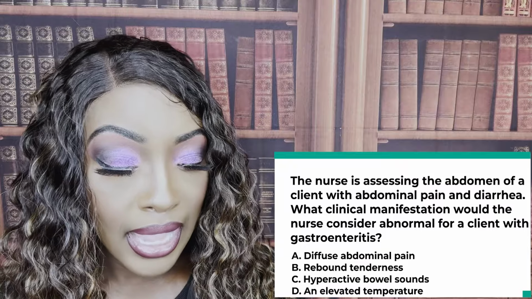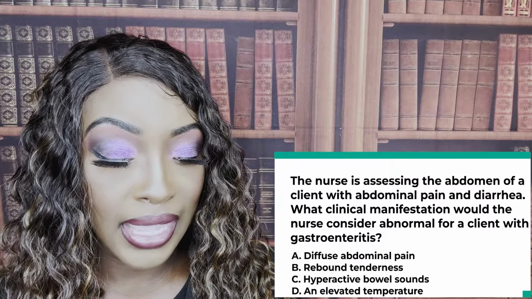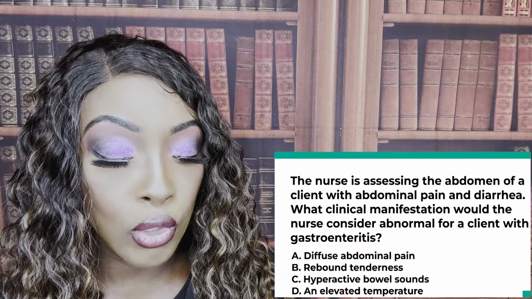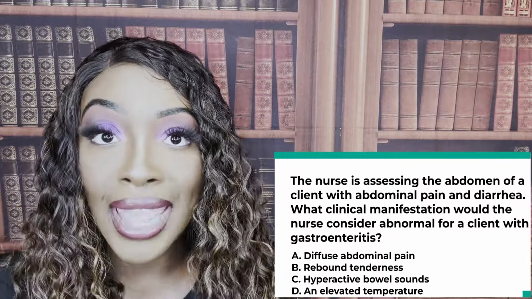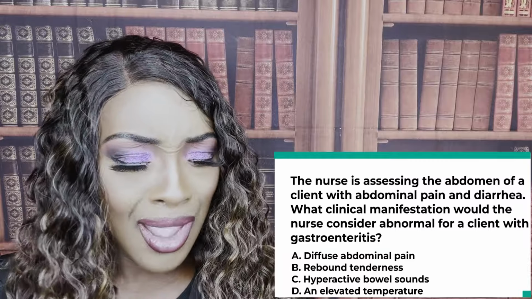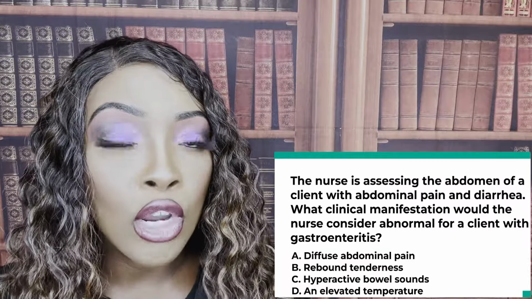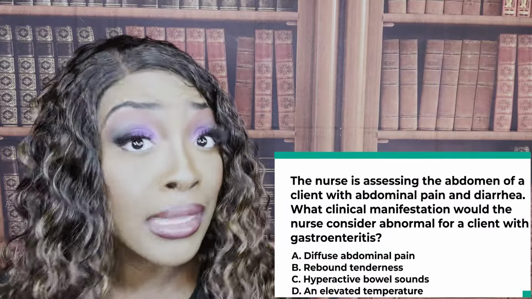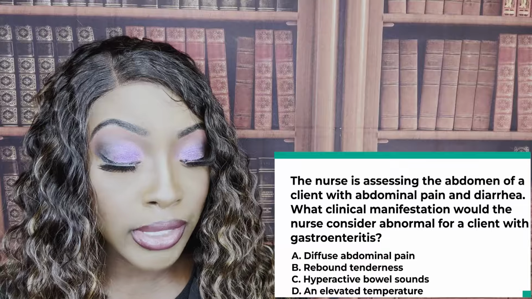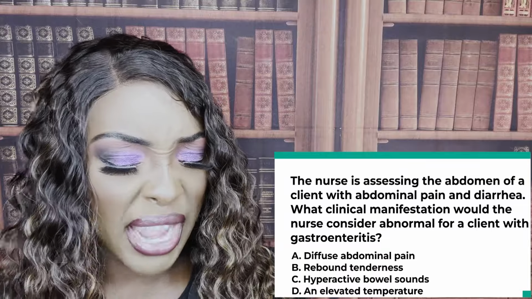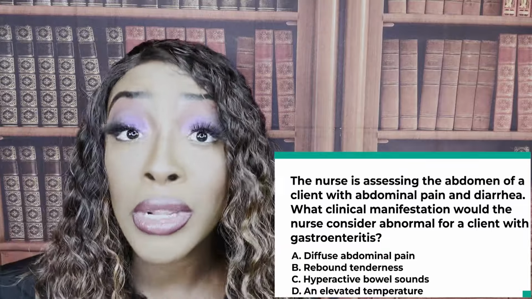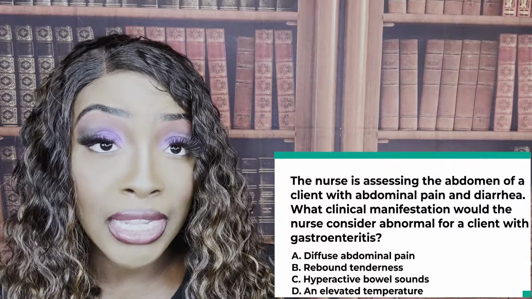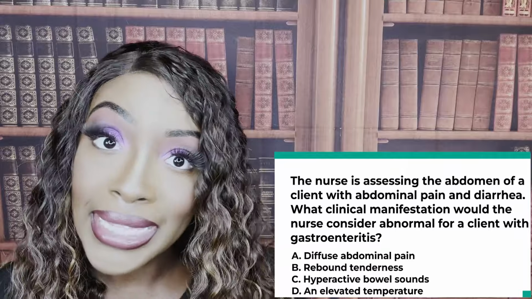So go back to the question. It says you're assessing the abdomen of a patient that's having abdominal pain and they have diarrhea. What signs and symptoms are you going to consider to be abnormal for the patient that has a stomach bug, gastroenteritis? Rebound tenderness. When you see or hear rebound tenderness, what should you be thinking of? Peritonitis. Peritonitis, not gastroenteritis. You see choices A, C, and D, diffuse abdominal pain, hyperactive bowel sounds, elevated temperature. Those are expected findings of gastroenteritis, but not rebound tenderness. We see rebound tenderness again in peritonitis, not gastroenteritis.